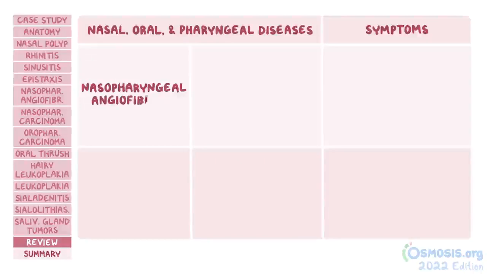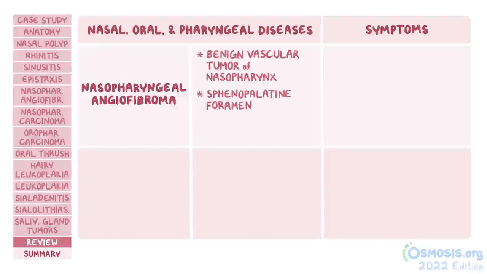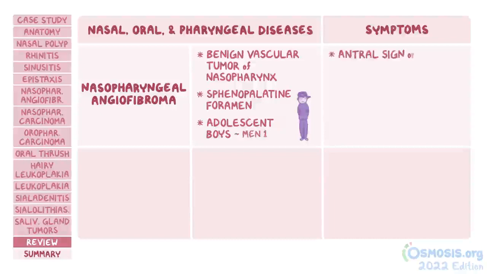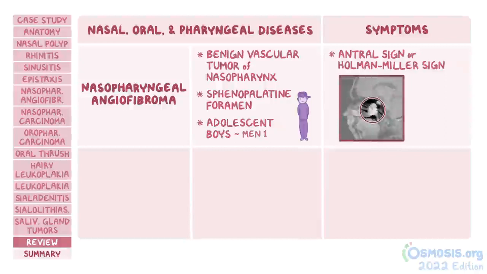Nasopharyngeal angiofibroma is a benign vascular tumor of the nasopharynx that arises in the sphenopalatine foramen. It mostly affects adolescent boys, and is associated with MEN1. Symptoms include one-sided nasal obstruction, trouble breathing, and profuse epistaxis. The antral sign, or Holman-Miller sign, which is forward bowing of the posterior wall of the maxilla, can be seen on CT scans.